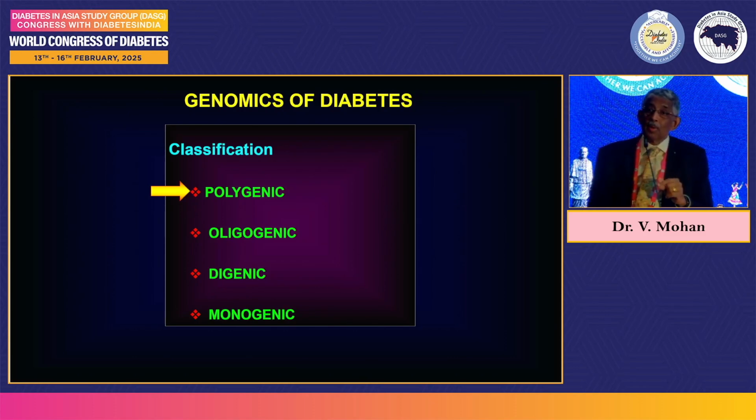The problem with polygenic is none of them are causative. They don't cause the disease. They only promote your chance of getting diabetes. And then there's a huge environmental component both for type 1 and type 2. That's why it's called polygenic.